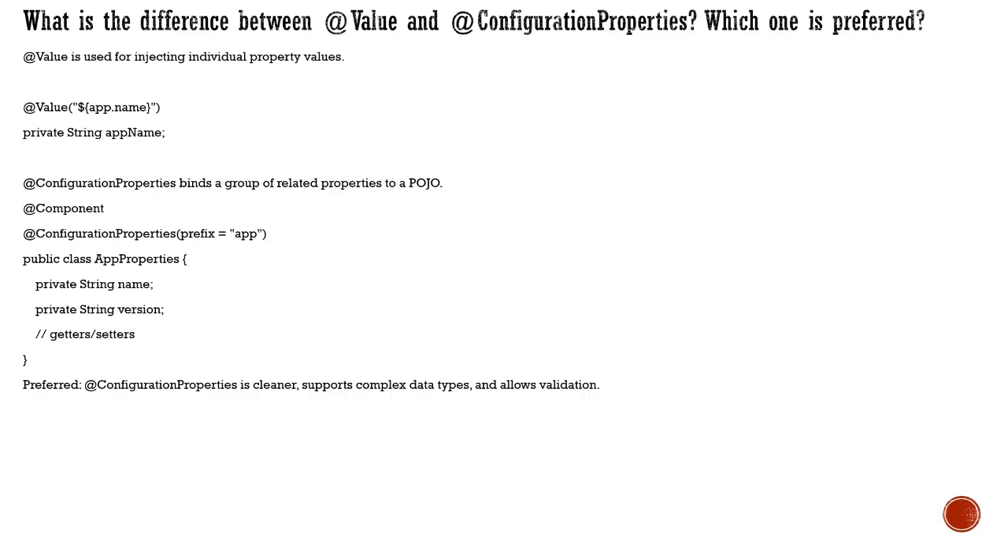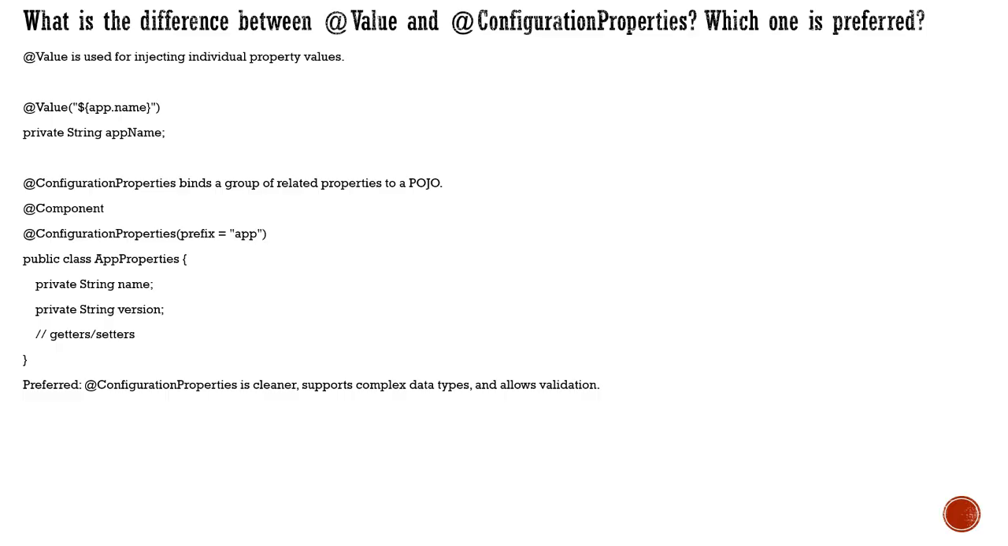There is also an annotation called @ConfigurationProperties, which binds a group of related properties to a POJO. You have to define that POJO and annotate it with @Component. Then you define @ConfigurationProperties, which we already discussed, and give a prefix according to your company's standard. Then you define a class with a good name, where you can define the name, the version, and the getter and setter for each property.